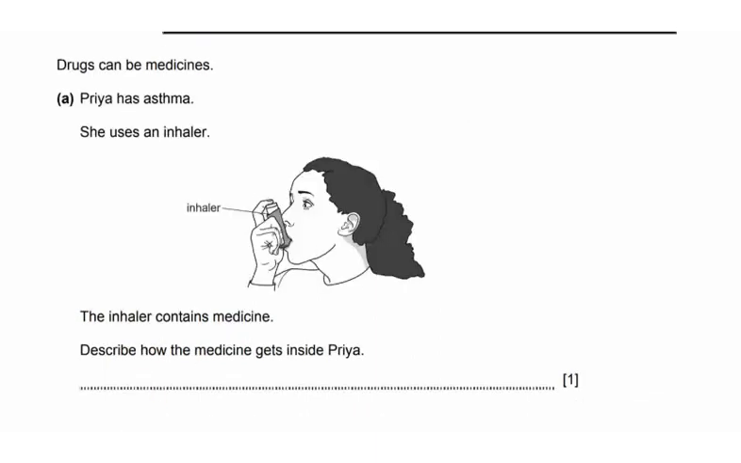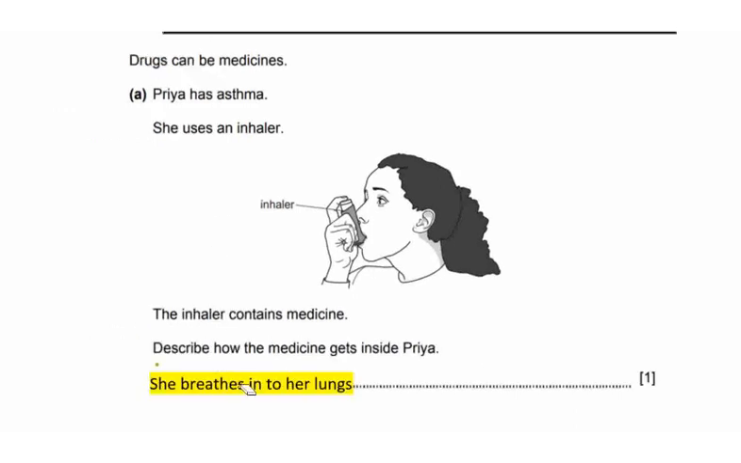And this is question 5a. Drugs can be made into medicines. Priya has asthma. She uses an inhaler. The inhaler contains medicine. Describe how the medicine gets inside Priya. 10 seconds from now. The answer is she breathes it into the lungs. So Priya breathes in the medicine to her lungs. Let's move to the next question.